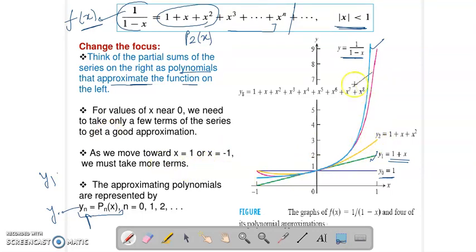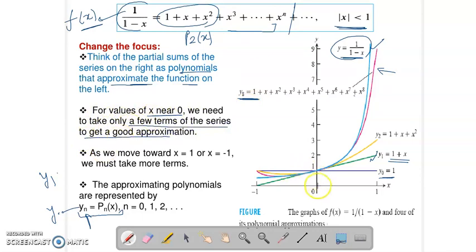Likewise, you keep on going, and here we have y8, right? So we are going till x to the power 8. So y8 is represented by this pink one. So you see, as you are taking more and more partial sums, or as you are taking a higher degree polynomial to approximate this function, you are going closer and closer to the function, meaning the approximation is getting better, right? And you see, for values of x near 0, we need to take only a few terms of the series to get a good approximation.